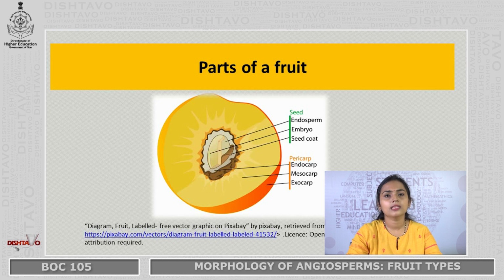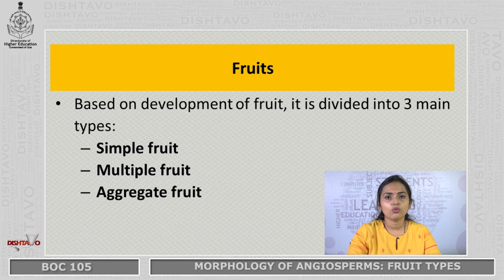Let's have a look at the parts of the fruit. We have two parts in the fruit, that is the outer covering and the inner seed. The seed has three things in it: the endosperm, embryo and the seed coat. Then you have the outer pericarp, which is again categorized based on the layers. The inner layer is called the endocarp, the middle layer is called the mesocarp and the external layer is called the exocarp.